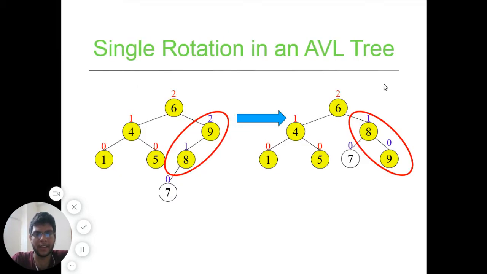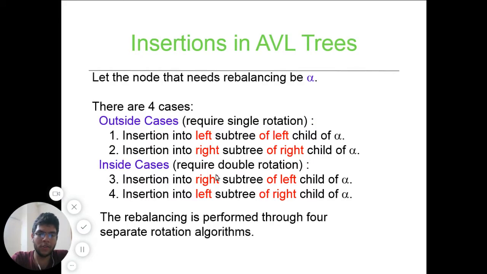Let's go back to the previous slide and see what happened. It was insertion into the left subtree of the left child. 7 is the left child of 8 and 8 is in the left subtree of 9. The disturbance node is alpha. Similarly, you can think of the right subtree of the right child as a symmetric case, and the other two, inside cases, are more non-trivial and complex to deal with. We'll study all four of them.